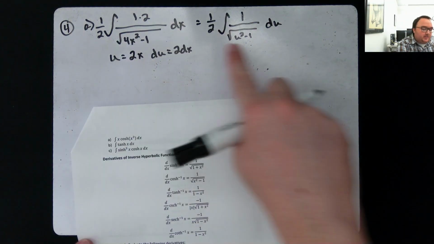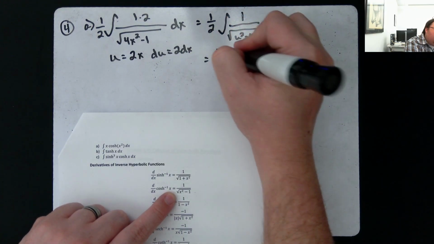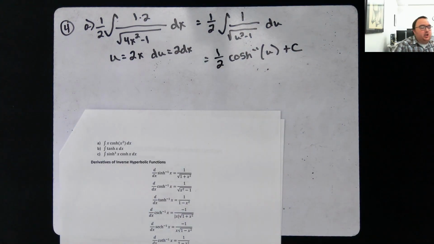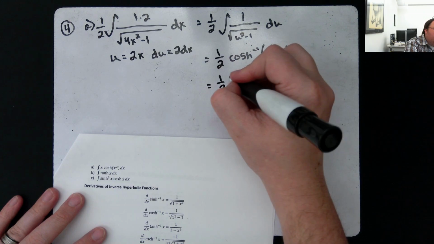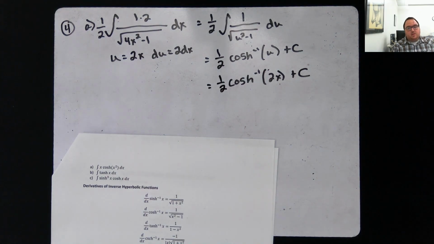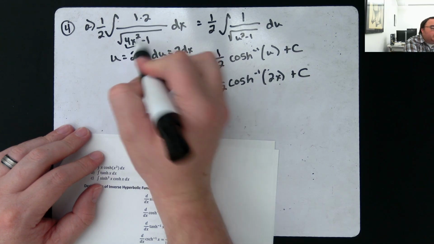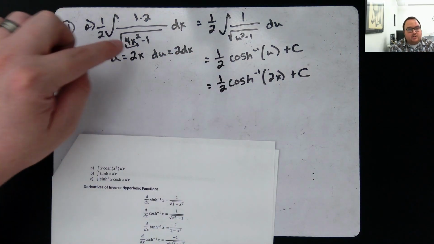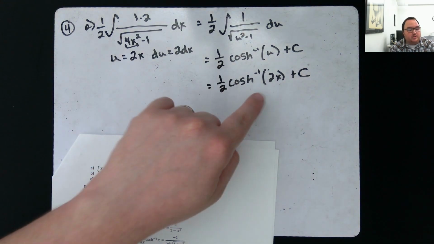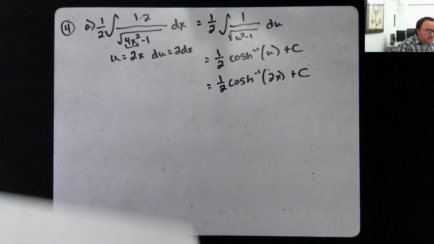Well, now this looks exactly like that. So this is going to be equal to 1/2 inverse hyperbolic cosine of u plus c, and we said u was 2x. So 1/2 inverse hyperbolic cosine of 2x plus c. Once again, with this first step, I want just a singular term squared. So 4x squared came from squaring 2x. That's why I get inverse hyperbolic cosine of 2x. That's where I get that from. Try to do the same thing here with b.